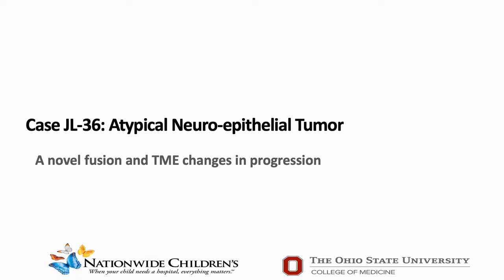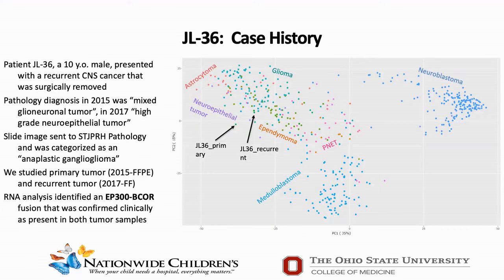Here's yet another case now combining information about the immune microenvironment that I described earlier and one of the areas of my own specific research interest. So this is a case of what I call a longitudinal sample, where we had both the primary and the recurrent cancer available for study. This is in patient JL36, a 10-year-old male with a recurrent CNS cancer. You can see that the pathology diagnosis is a bit different from 2015 to 2017, and that it was even sent out to St. Jude, to David Ellison, and categorized even differently. So this is what we often refer to as an indeterminate diagnosis.